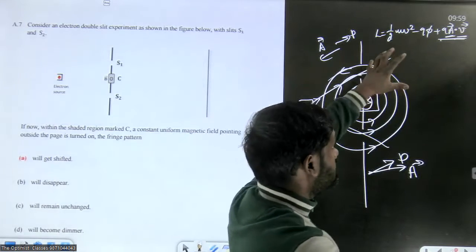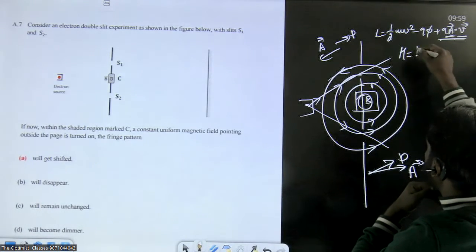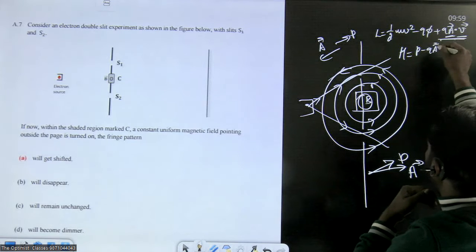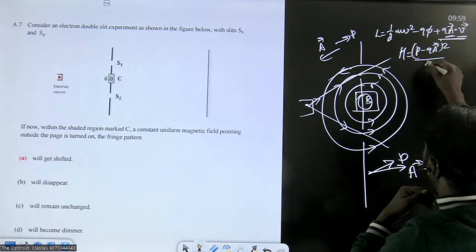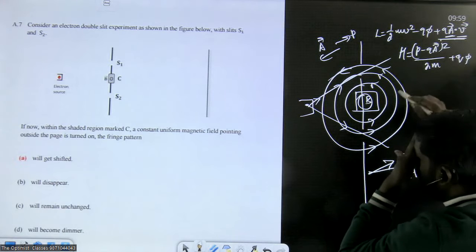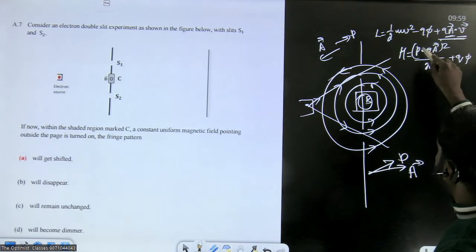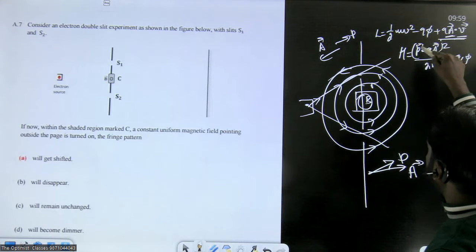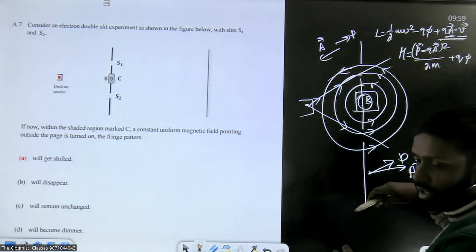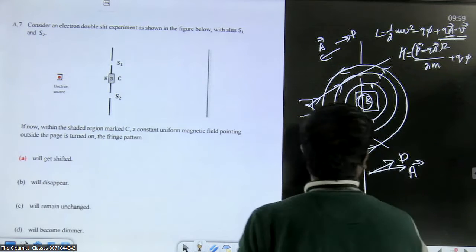So because of the presence of this term, the Hamiltonian will be something like this: (p minus qA) whole square, divided by 2m, plus q phi. Again, for this electron, since p and A are opposite, you will get some positive term here, and for this electron you will get a negative term. So obviously there is a difference in the Hamiltonian and Lagrangian. Similarly, there will be a difference in the quantum mechanical Hamiltonian also.